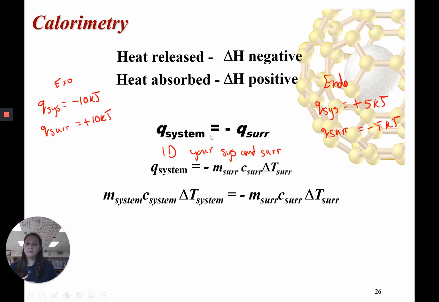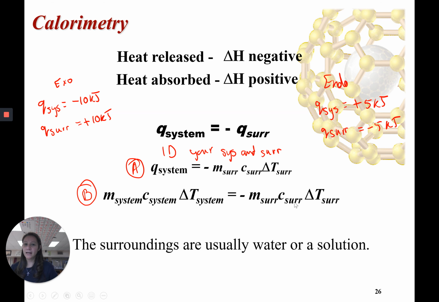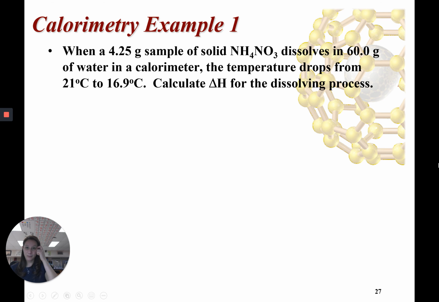So write Q of system equals negative Q of surroundings, then ID your system and surroundings, and then decide, do you break it up as equation A or equation B? So do you break both sides into MC delta T's, or just one of the sides? You use A when you're solving for Q of system. You use B if you're solving for the mass, the C, or the temperature. So let's look at a couple of examples.